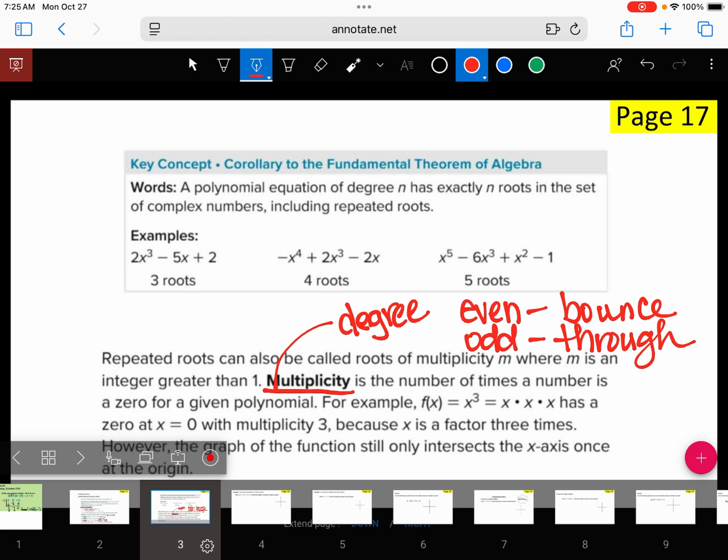So let's go ahead and go to page 18. And we're going to determine the number and type of roots.